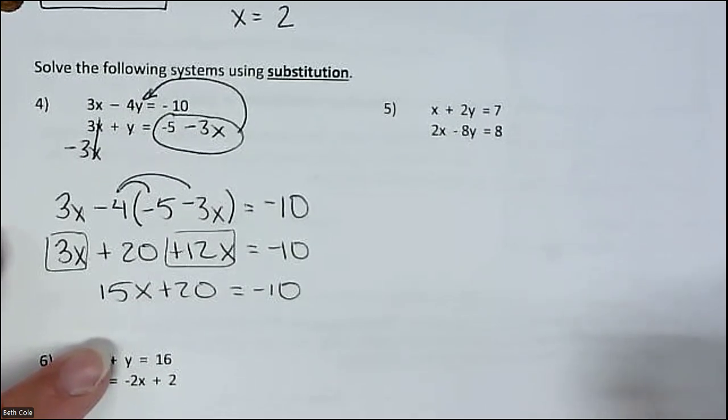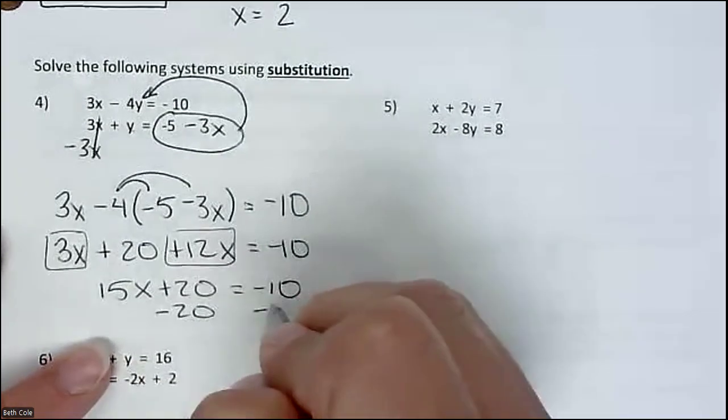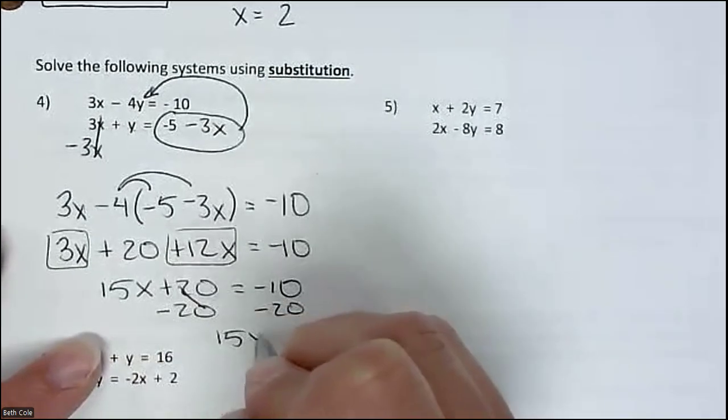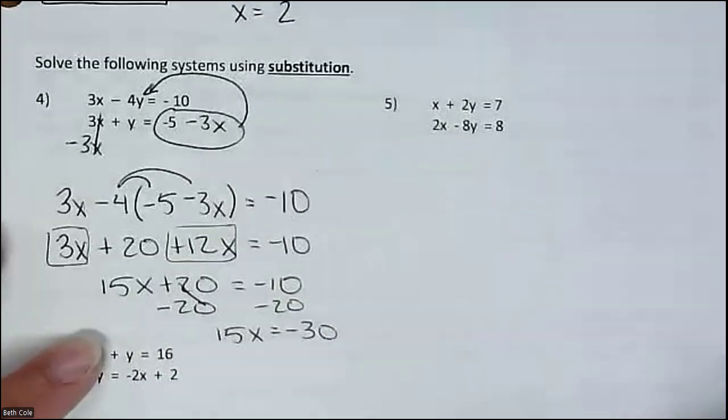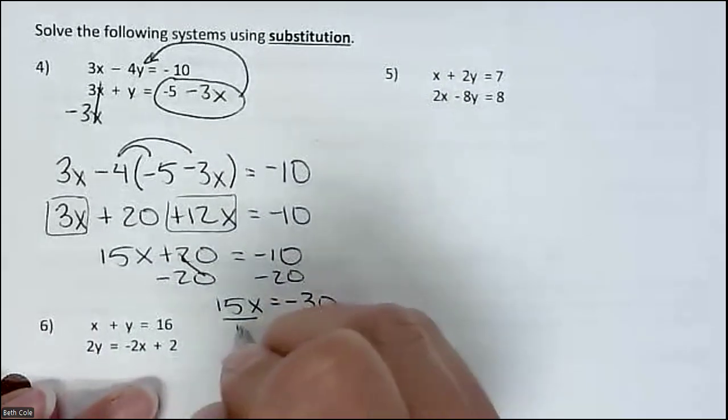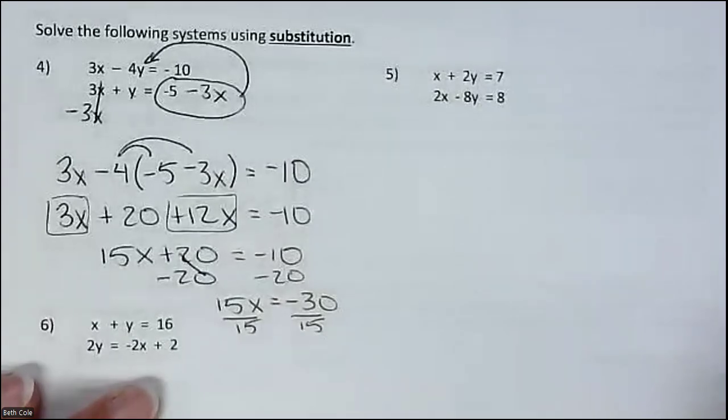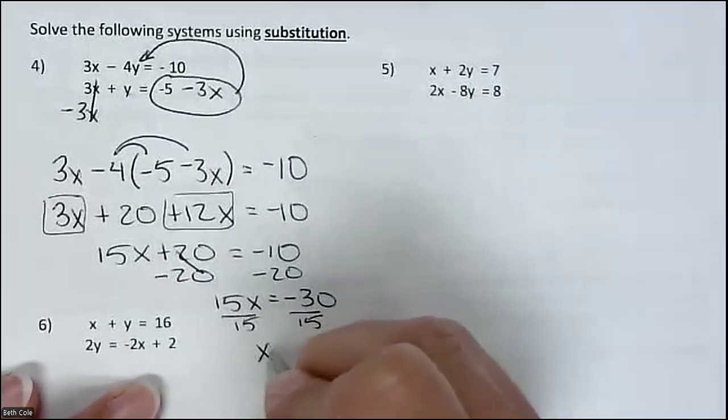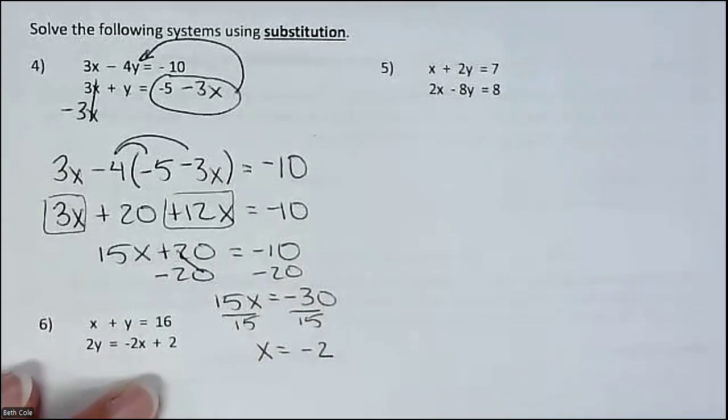What's your next step? Minus 20, good. That'll be 15x equals negative 30. And you'll divide by 15. Does anyone know 30 divided by 15? If not, I'll tell you. Good, and it's negative as well, so negative 2.